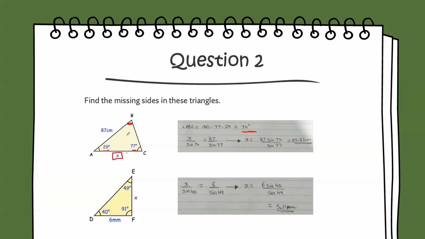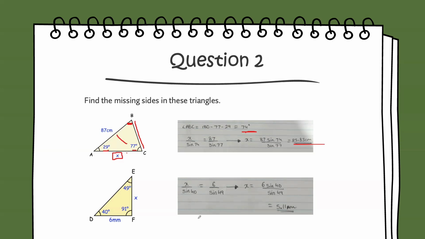So this will be x over the opposite angle, which is sine 74, what we've found here, over, we'll pick this angle because we don't know what this side would be. So we're going to pick this angle because we have its opposite side as well. So over sine 87 over sine 77. Okay, so then x is just equal to 87 times sine 74 over sine 77, which is equal to 85.83 centimeters, correct to 2 decimal places.